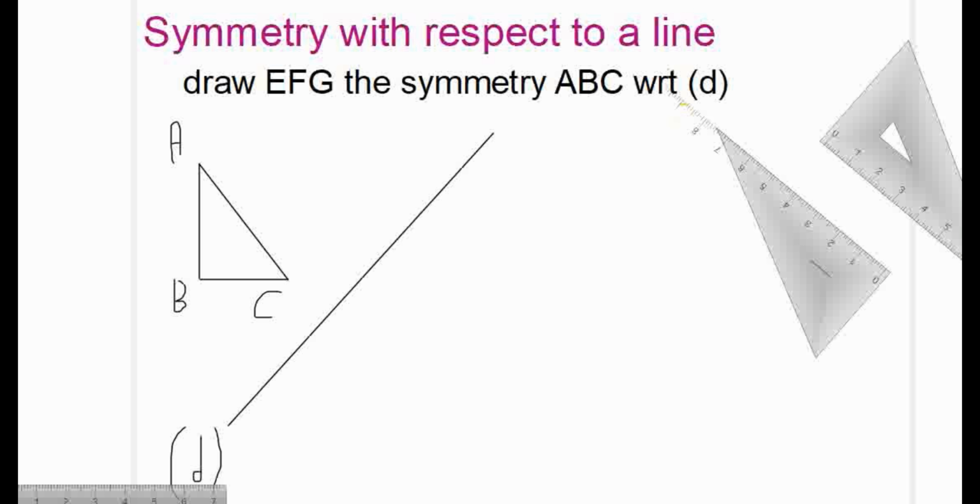Now let's see the symmetry with respect to a line. Okay, so let's see how the question will be. Draw EFG, the symmetry of ABC with respect to a line. So they are asking us to draw a figure on the other side. It's not just a point or a segment.